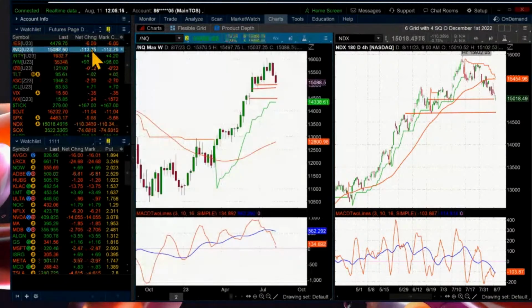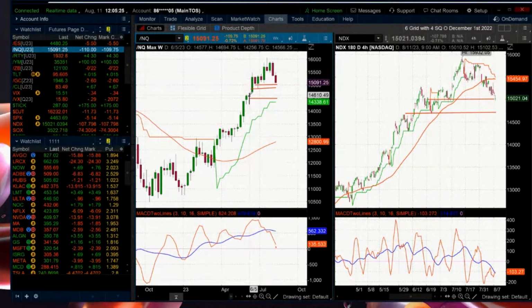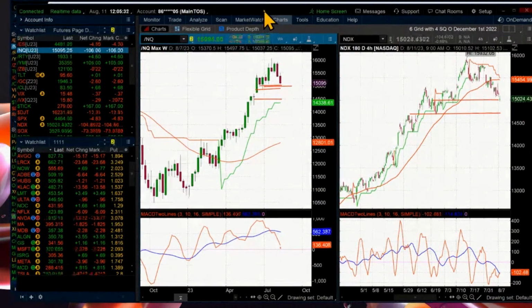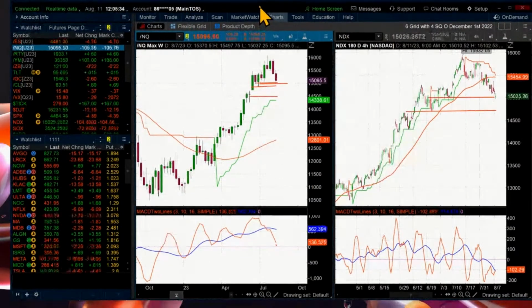So NASDAQ, this is a weekly. That looks a little scary. So you see what happens if this doesn't hold. Yeah, 14.5. For now, it's in this zone right here. So right now, you're sort of in purgatory. So I'm not going to touch it in here yet.